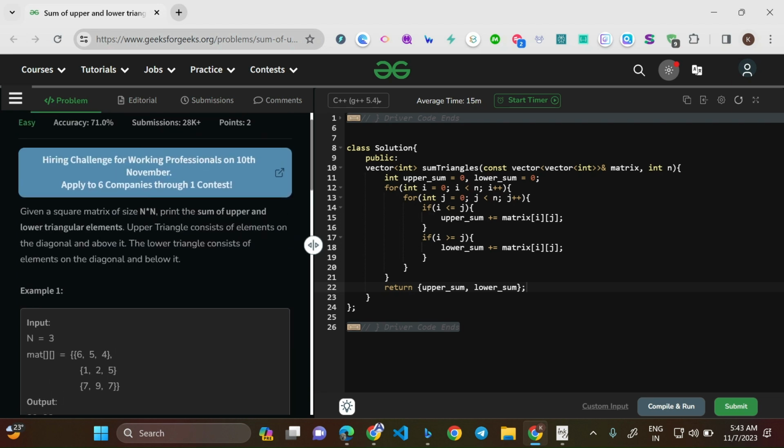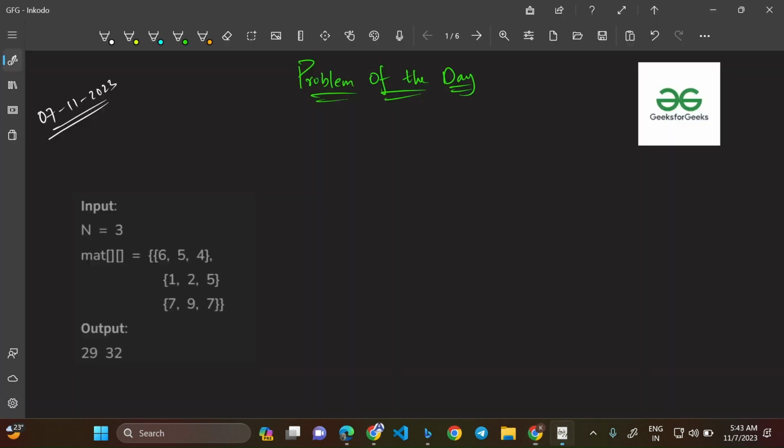You could have understood what we are trying to do by this itself, but let us dig deeper. This is the example that's been given. N equal to 3, matrix is 6 5 4, 1 2 5, 7 9 7. If you carefully look, what are the upper triangular elements? Upper triangular elements are 6 5 4 1 2 5 and 7, right?